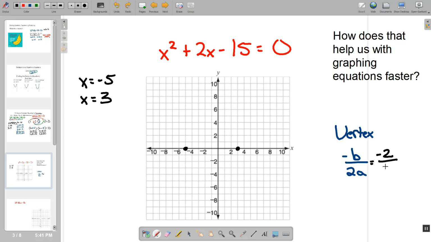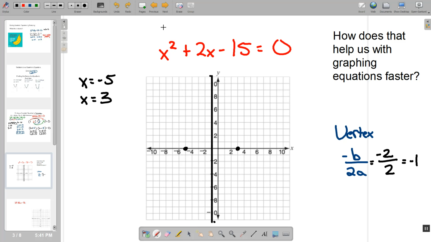2 times a would be 2, so our x value is negative 1, which makes sense because our axis of symmetry has to be halfway between these 2 points. So our axis of symmetry is right through here, okay? Then we plug in negative 1 into our equation, which helps us find our vertex, which we know must be way down here at the bottom.